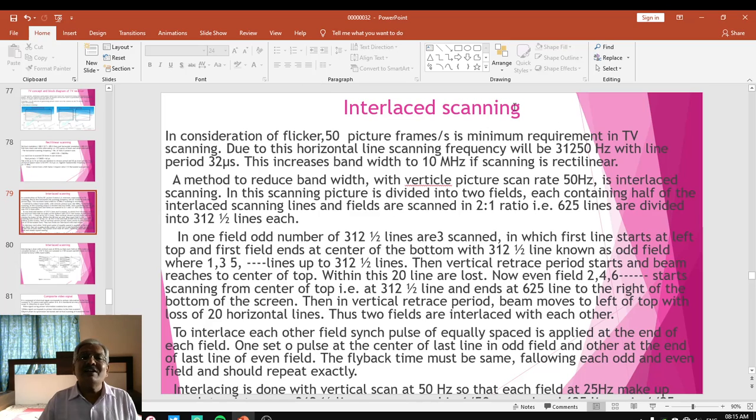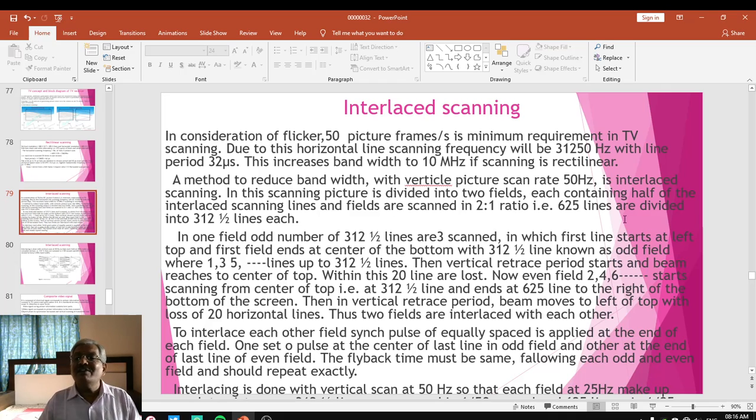Interlaced scanning is adopted, a method to reduce the bandwidth with vertical picture scan rate 50 Hz. In this scanning, the picture is divided into two fields, each containing half of the interlaced scanning lines, and fields are scanned in a 2:1 ratio. That is, one picture frame is divided into two fields. So the ratio becomes 2:1.